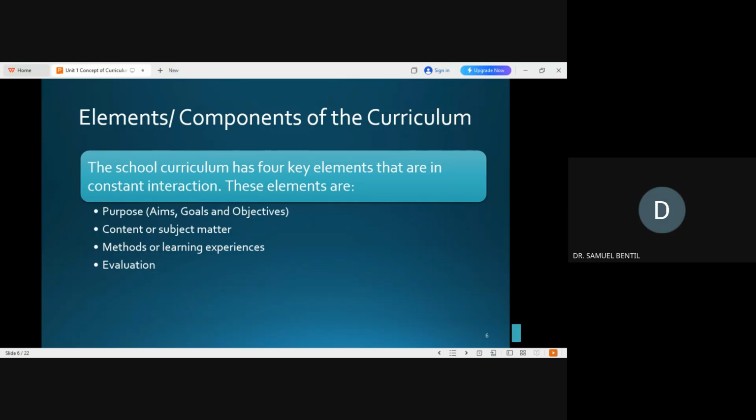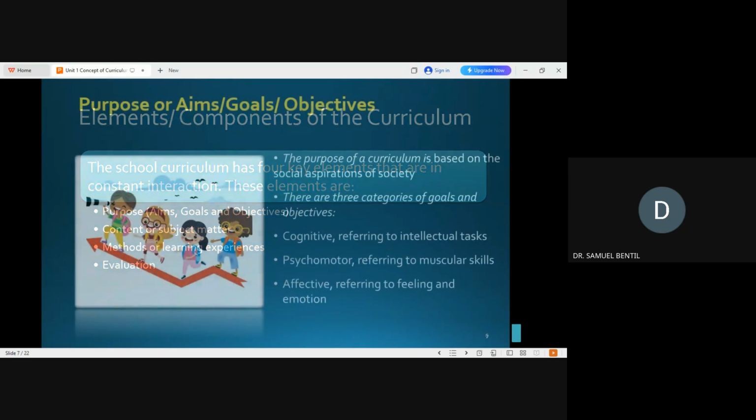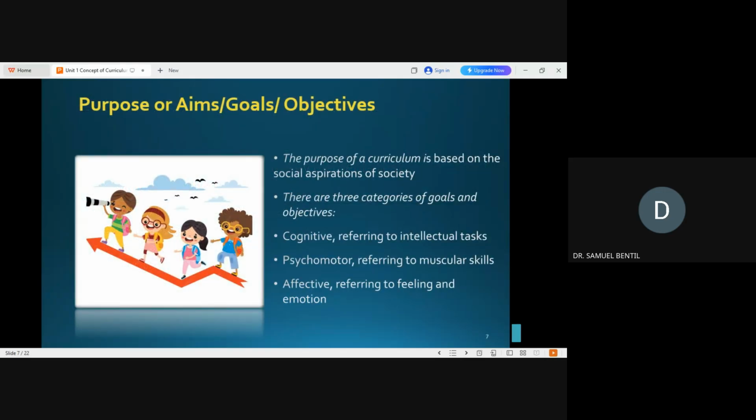Okay. Now let's take them one by one and try to understand what goes into each of them. So we look at purpose or aims, goals, and objectives. And we are saying that the purpose of the curriculum is always written or designed based on the social aspirations of the society.